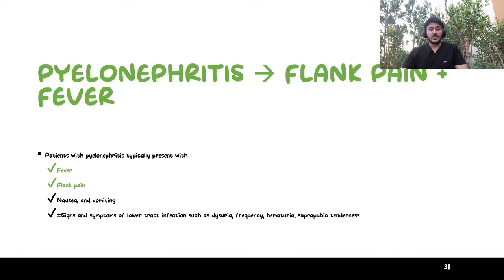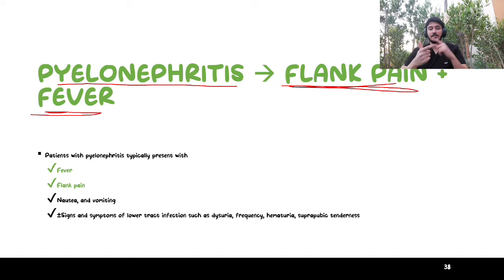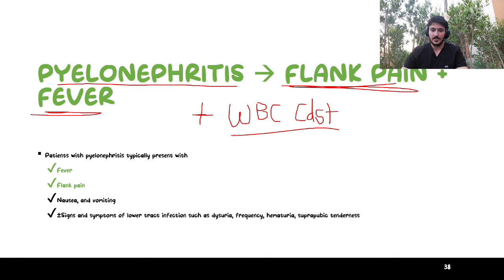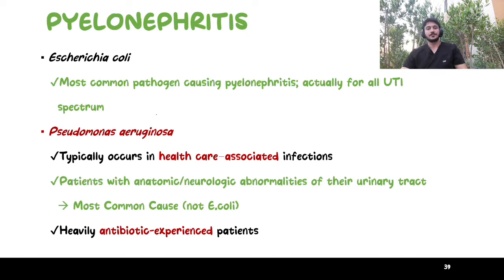So what are the presenting symptoms of pyelonephritis? Pyelonephritis presents with flank pain plus fever. Whenever you have flank pain plus fever, it's pyelonephritis until proven otherwise. One thing I want to add is that usually they will mention that there is a WBC cast. WBC cast is very specific to pyelonephritis. So if you want to just remember three facts about pyelonephritis, remember WBC cast, flank pain, and fever.